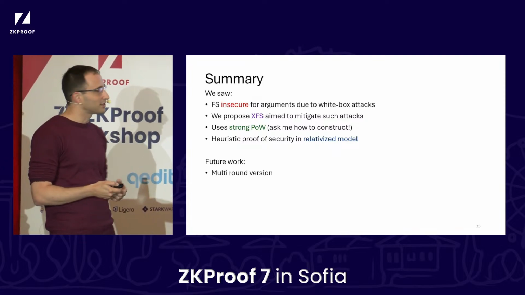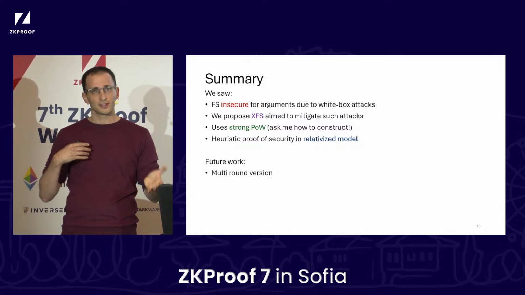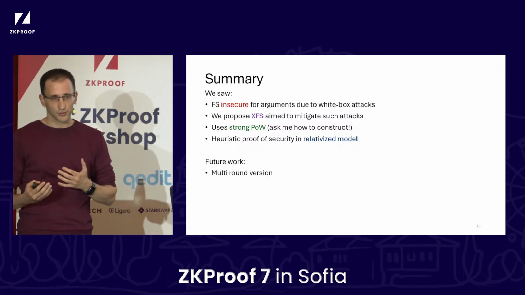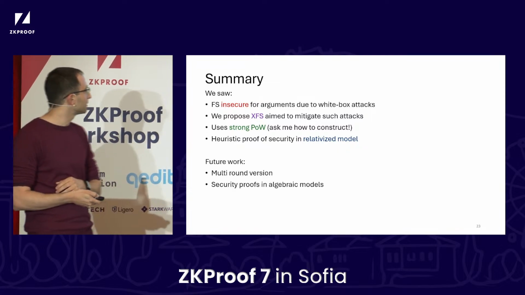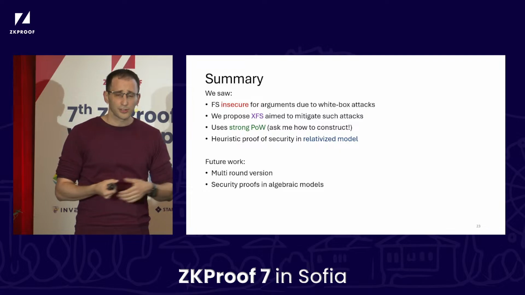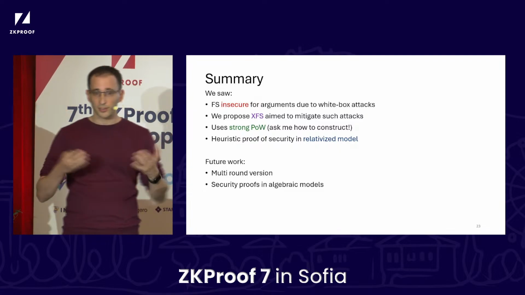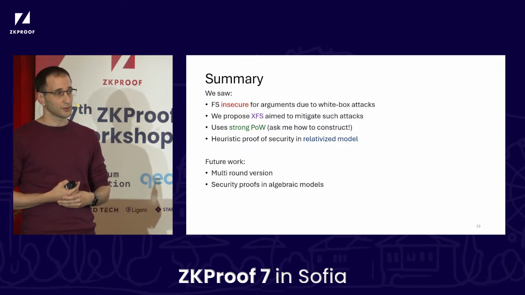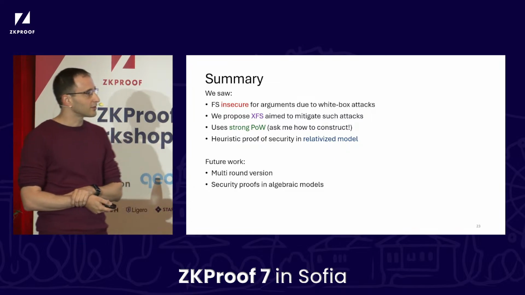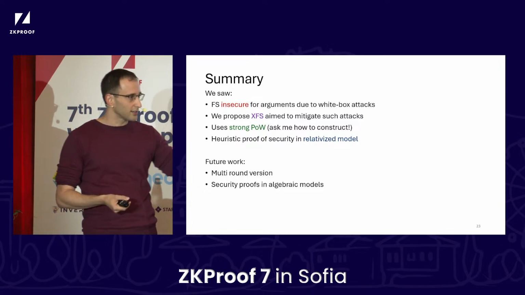Some future work. I only talked about 3-message protocols, and it's not extremely trivial how to extend this to multi-round. It's ongoing work. Instead of relativized models, you can maybe talk about stronger models, algebraic models, and prove security of the XFS transformation in those models. That would actually be able to completely mount the GKR attack.